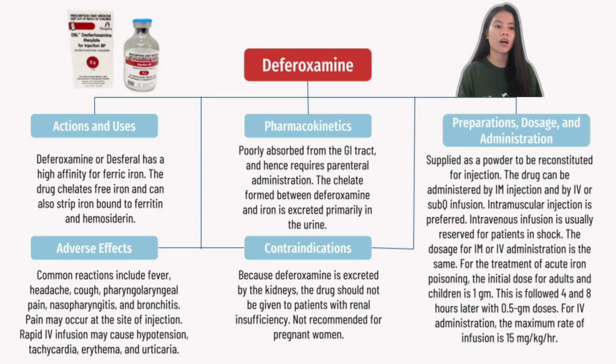For the treatment of acute iron poisoning, the initial dose for adults and children is 1 gram. This is followed 8 hours later with 0.5 gram doses. For IV administration, the maximum rate of infusion is 15 milligrams per kilogram per hour.